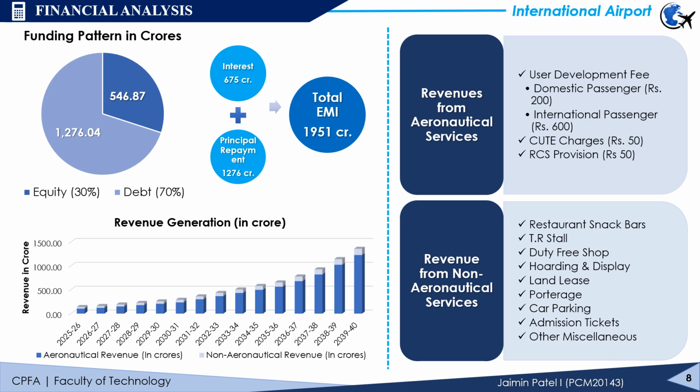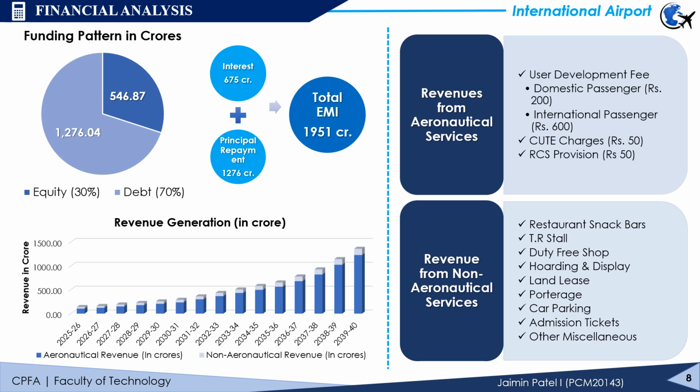Then next, in the financial analysis, the assumptions we made are that the land cost is around 323 crore, the terminal building cost is around 899 crore, and the other facilities cost is around 600 crore. So the total cost for our project is 1823 crores. And for the case, we have considered four funding patterns: first is 30-70, second is 70-30, third is 50-50, and last is fully public. From this, we have considered the 30-70 debt equity ratio.